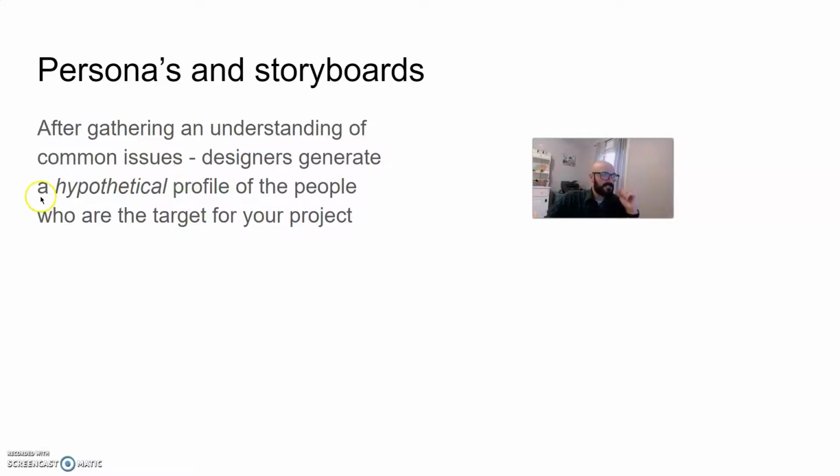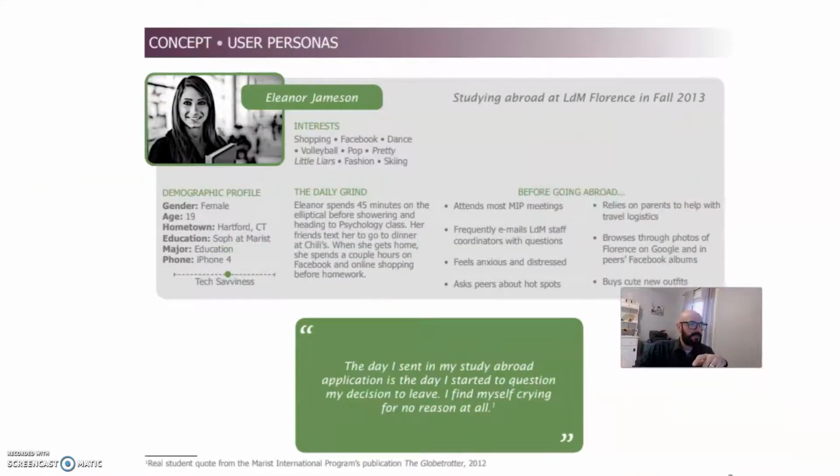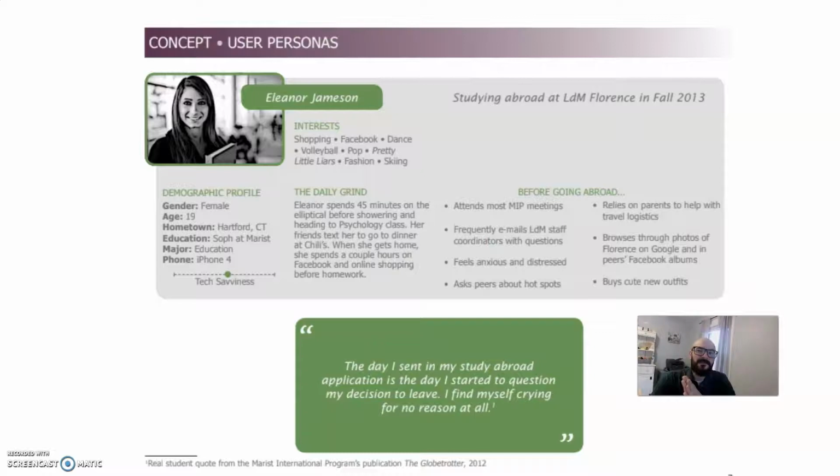So for this next slide, I've got pictures of two example personas used in a project for preparing students for studying abroad in a country that doesn't speak the same language. So here, this is the one person. It's Eleanor Jameson. It has her interests. You don't have to worry about demographics. That's really not used anymore.